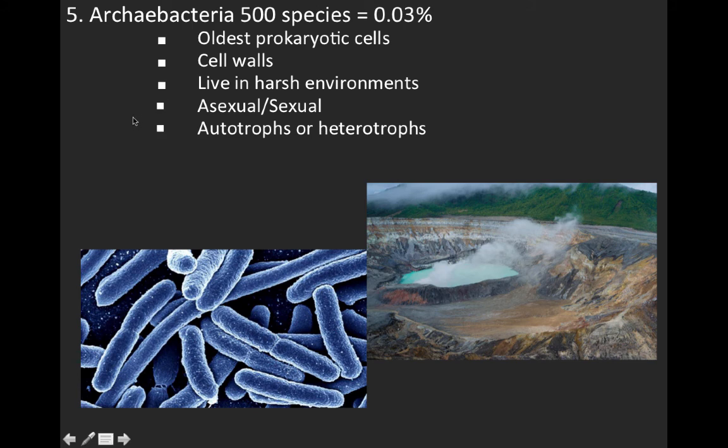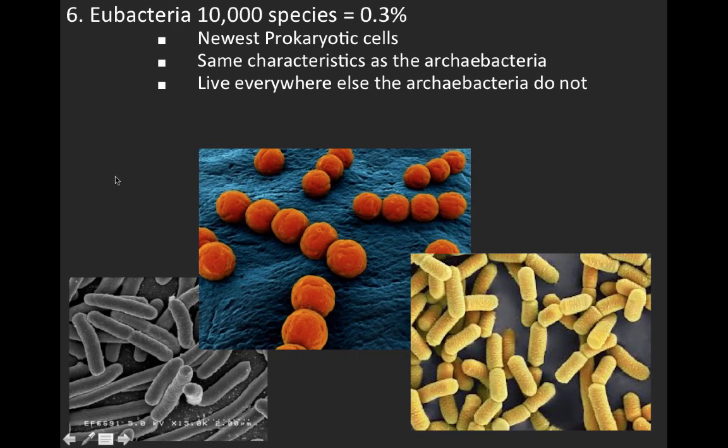The first of the bacteria kingdoms, Archaebacteria, 500 species, 0.03%, oldest prokaryotic cells. They have cell walls and live in harsh environments. We call them extremophiles. So places like the deep sea ocean floor next to vents, really harsh environments, extremely salty water, places where other things don't really live, they live. They can reproduce asexually or sexually. They can be autotrophs or heterotrophs.